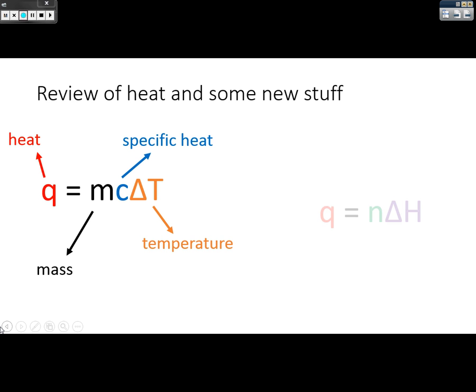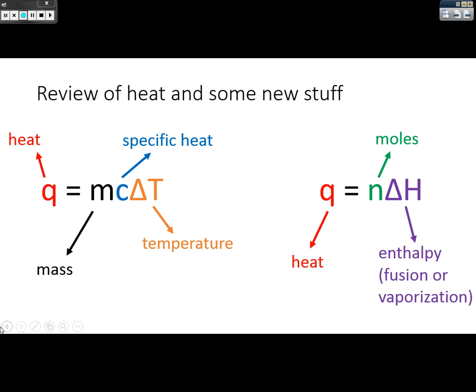And that new equation is Q equals n delta H, where Q, again, still equals heat, but n now equals moles. And obviously this is why we didn't talk about this back in Unit 1, because we had no idea what a mole was. And delta H is something new that we haven't heard of before, called enthalpy. Here it's going to be the enthalpy of fusion or vaporization, depending on what we're talking about, and we'll get into that in a little bit. So again, there are two equations, and only one of them is new. The old one, Q equals mc delta T, and now the new one, Q equals n delta H.